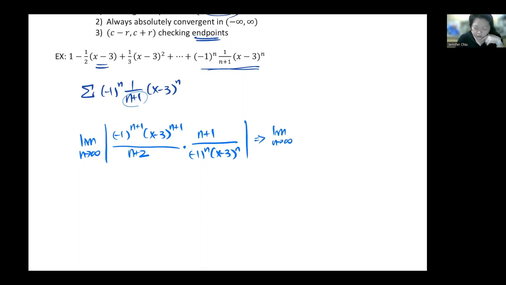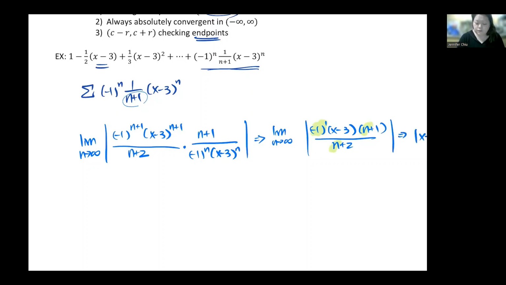All right, so the top will give me -1 to the 1 power, because -1 to the n is reduced out. Then you have x minus 3 to the 1 power. Then you have n plus 1, and you have n plus 2. Okay, so the thing is, because of the absolute value, that -1 to the 1 power is gone. It doesn't matter because absolute value of -1 is +1, right? And then your higher power theorem says those two will reduce out to be a 1. So you're really looking at the absolute value of x minus 3, right?